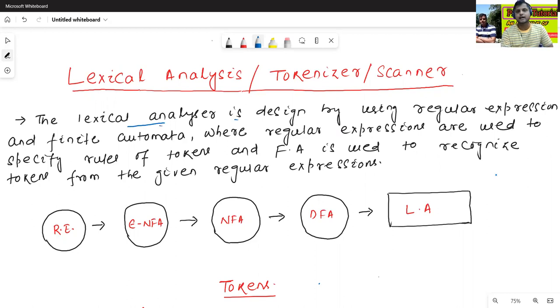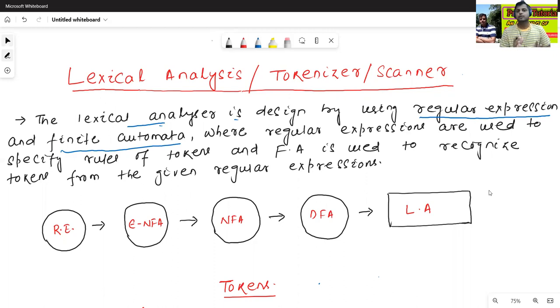The lexical analyzer is designed by using regular expressions and finite automata. So what is the meaning of regular expression and finite automata? We have already discussed regular expressions and finite automata in detail in the theory of computation classes. If you don't have any knowledge about them, please watch the theory of computation videos on regular expressions and how to construct finite automata.